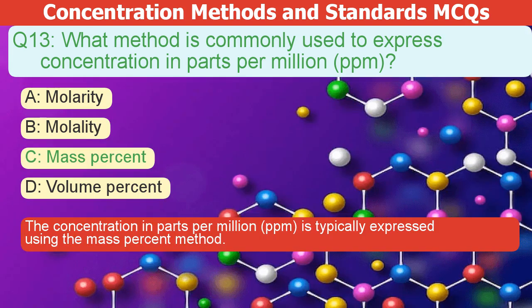The correct answer is C. The concentration in parts per million, ppm, is typically expressed using the mass percent method.